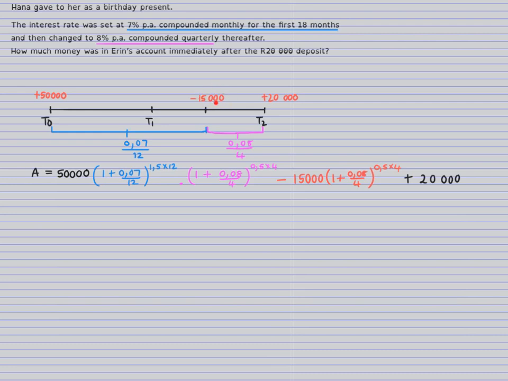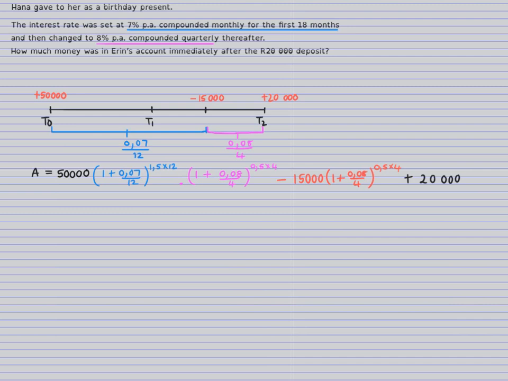But it's not just 15,000 Rand. Remember that this is now money you've lost potentially. The interest that you could have earned on 15,000 Rand, you've lost. So you can't just say minus 15,000. It's minus 15,000 times the interest rate over that period. And then at the very end, she gets 20,000.